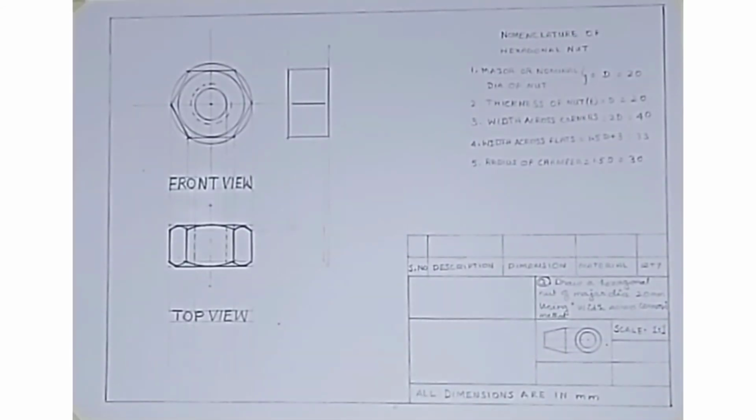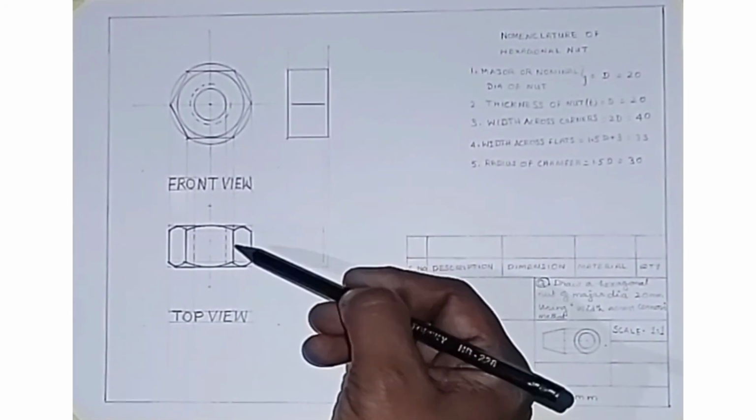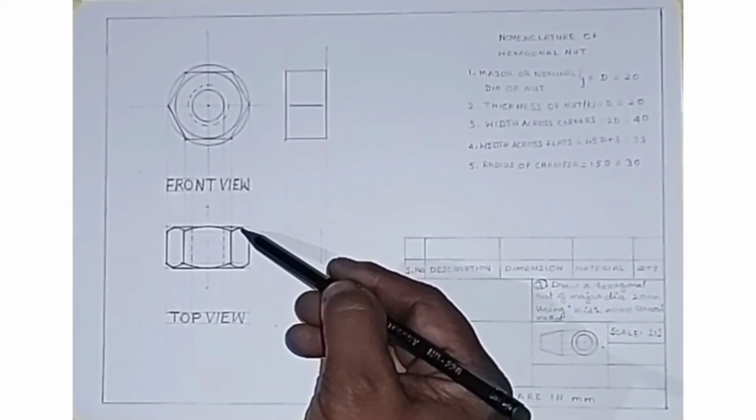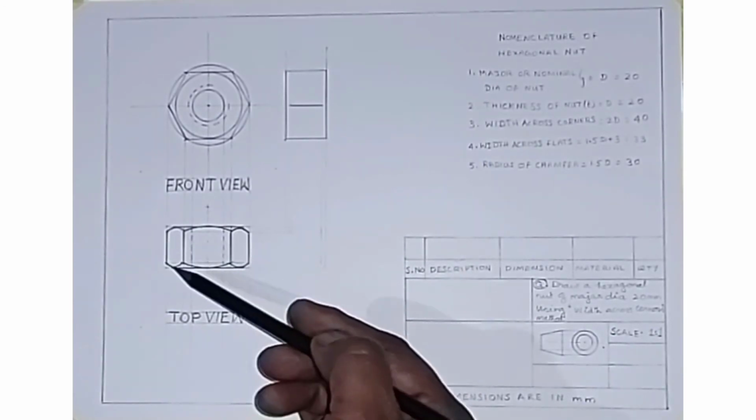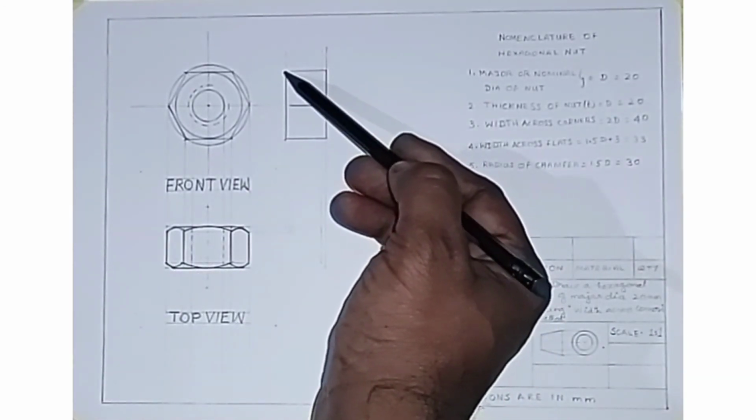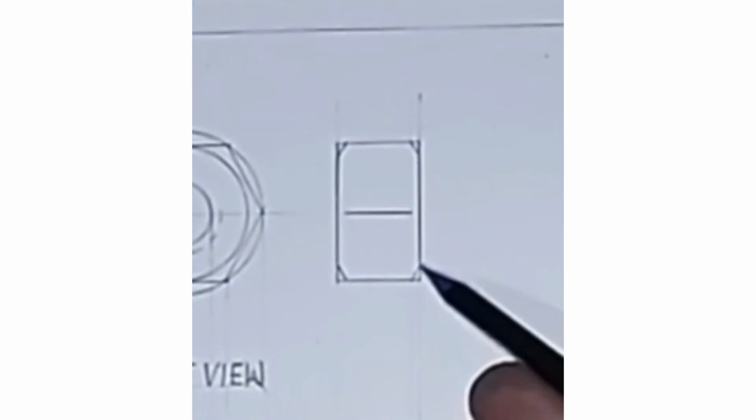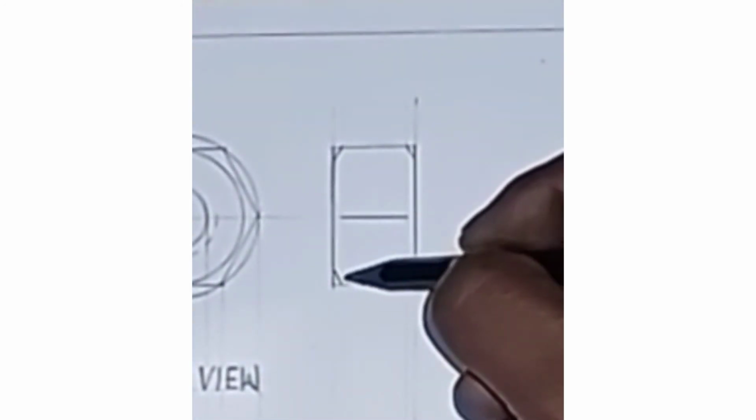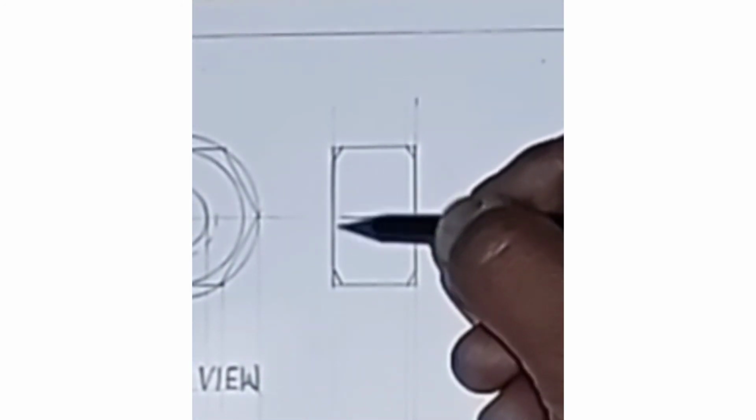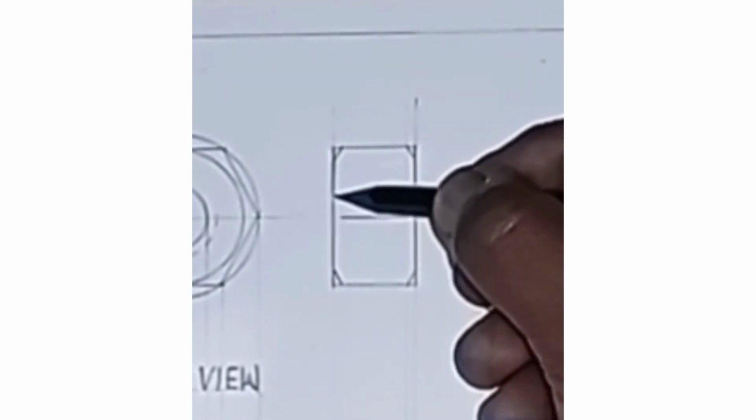Then the next step is how we drew the 30-degree lines in the front view and the top view. We have to do the same thing here at the four corners. At the four corners the 30-degree lines are drawn. Now connect this end with this end by freehand sketching.